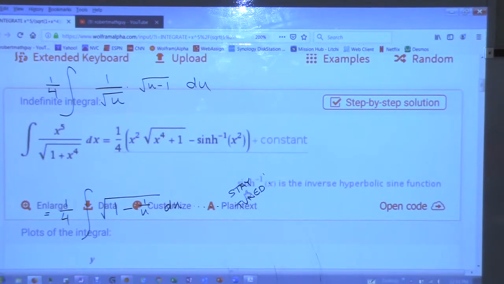Is this free to use? Yeah, anyone in the world can use it. What are the other places? There's other places. You have to pay if you want to see a step-by-step solution as to how they got it. But there's another one that gives you the steps free. What is it called? Symbolab.